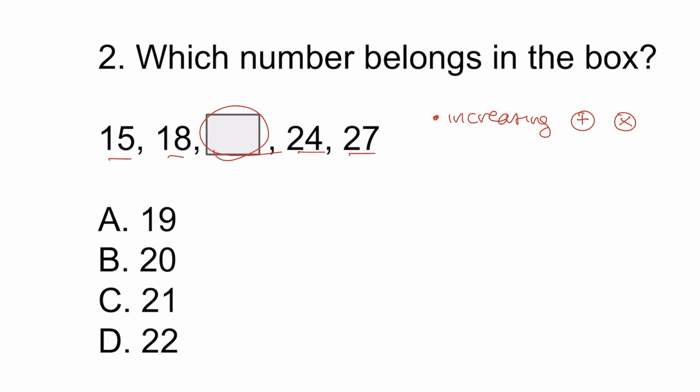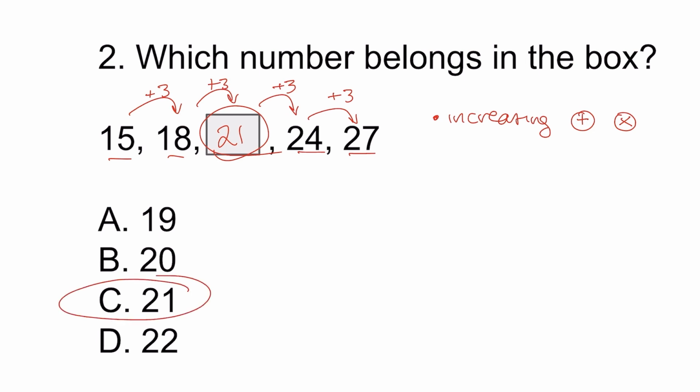So in this case, you would try adding, and you notice that they're both being added by 3 if you look through this pattern. So that means our best guess would be to add 3. When you do that, you get 21, because 18 plus 3 is 21, which then you can continue to add 3 to get 24 and 27. So the mystery number would be choice C, 21.